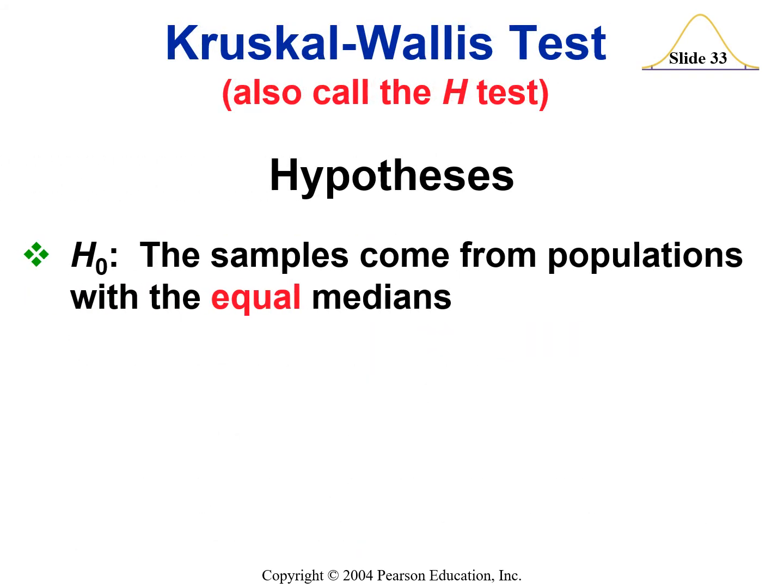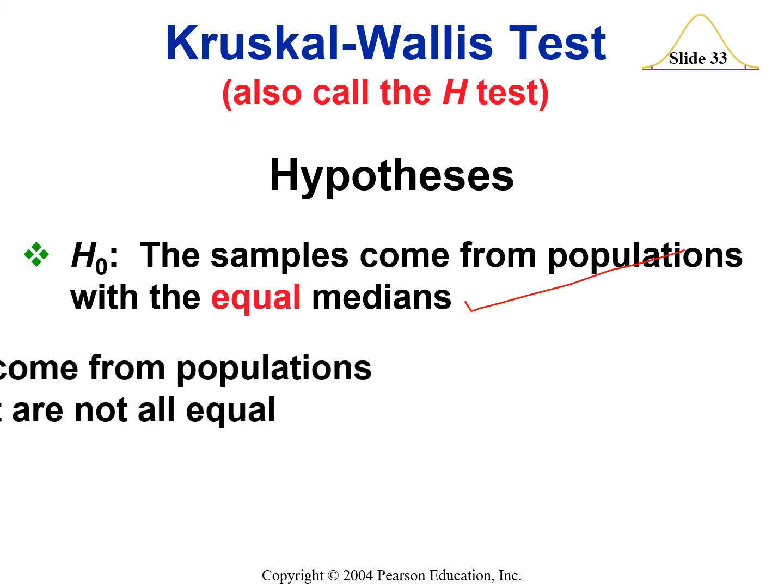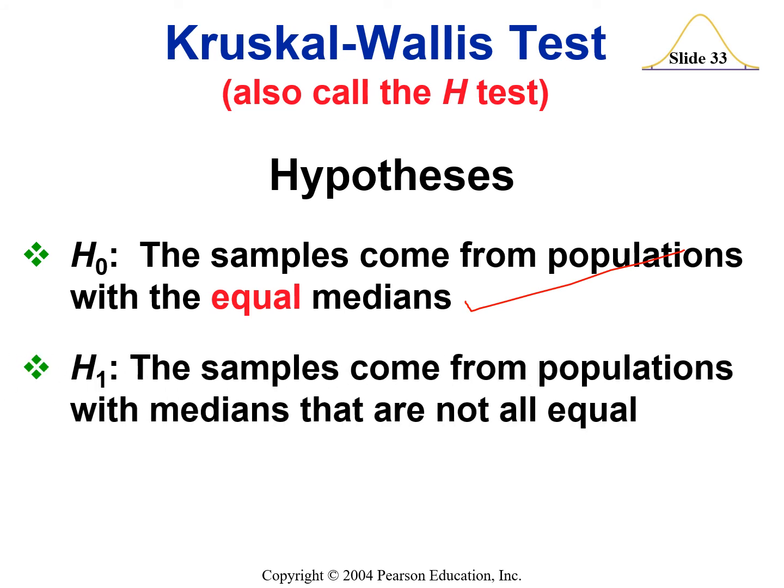Hypothesis H naught: the samples come from populations with equal medians. And remember, the null hypothesis in the corresponding parametric F test is that mu1 equals mu2 equals mu3 up to mu_k. Alternative hypothesis: the samples come from populations with medians that are not all equal. These are the hypotheses of the Kruskal-Wallis test. Very important.